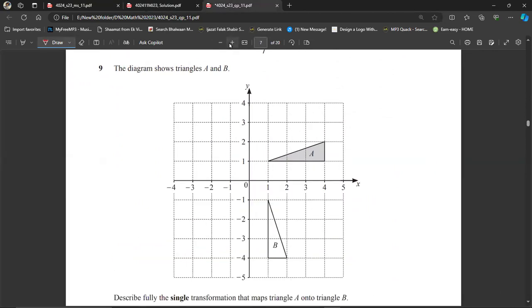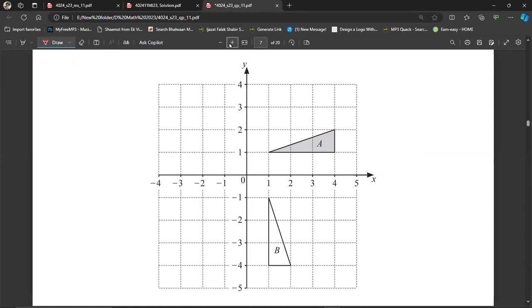Okay. So you can see this. Can you see this? It has rotated like this. Okay. So I will join this point and this point. So it will be this line. Then I will draw the perpendicular bisector of this line.